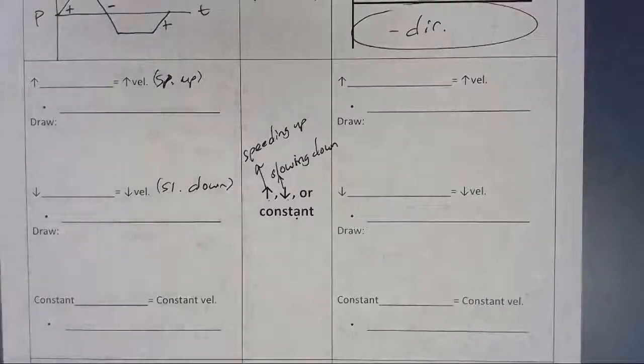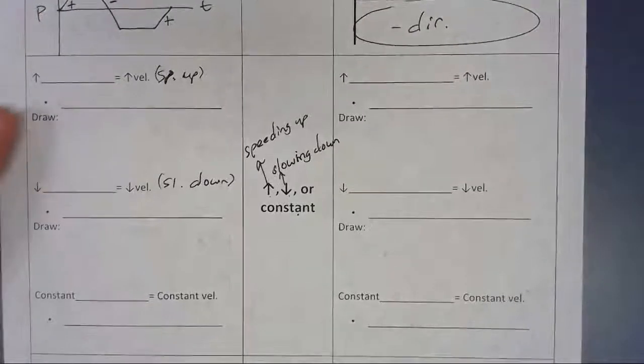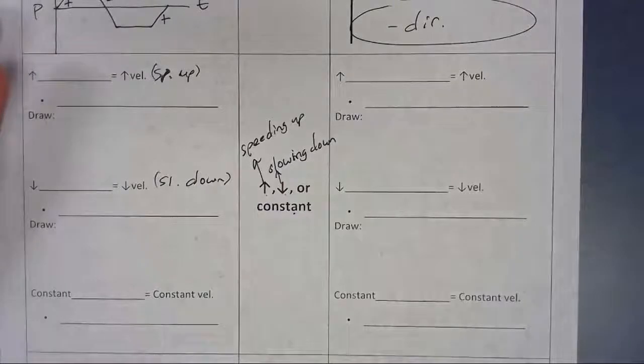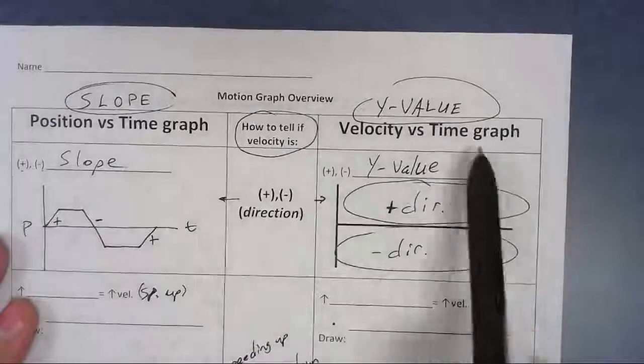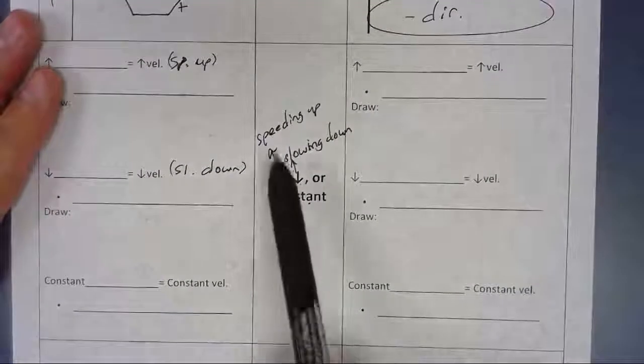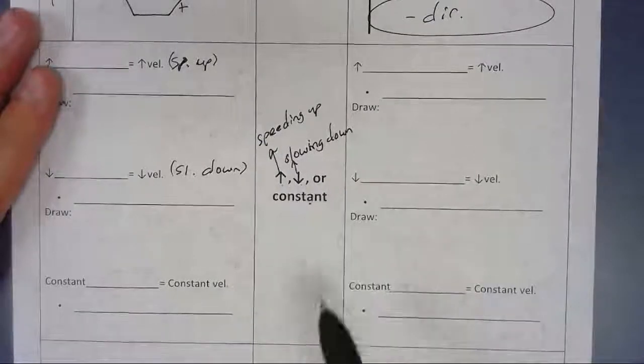Okay, secondly, this video will be a little bit longer. How to tell from a motion graph, both position versus time and velocity versus time, if the object is speeding up, slowing down, or remaining constant.